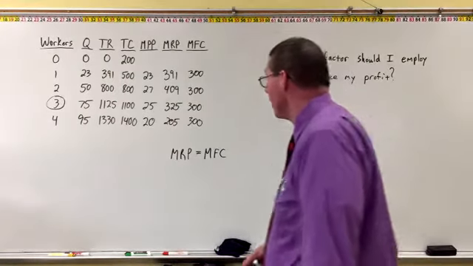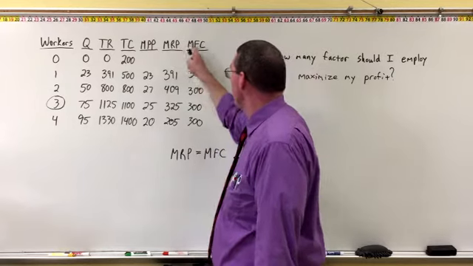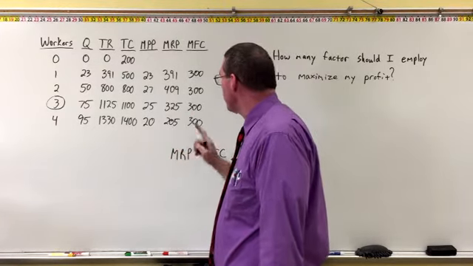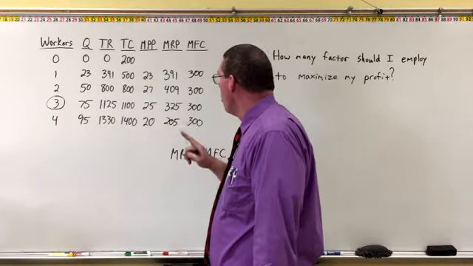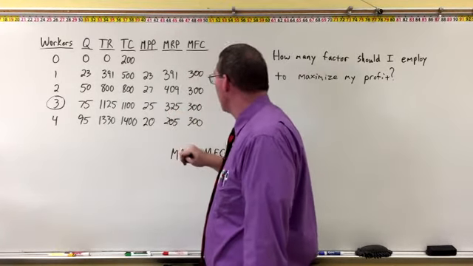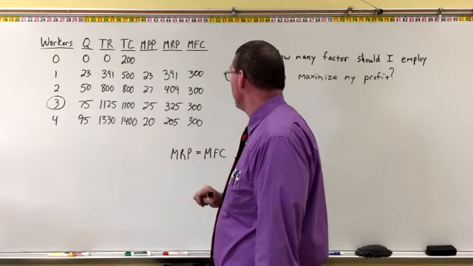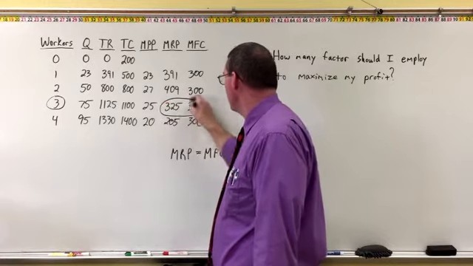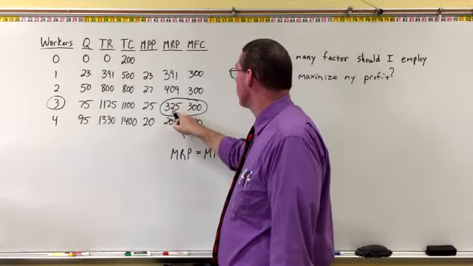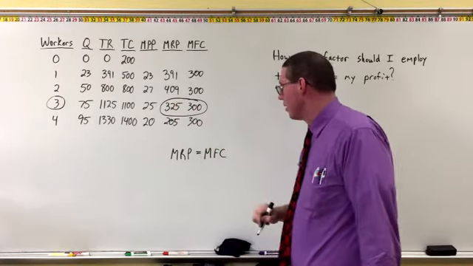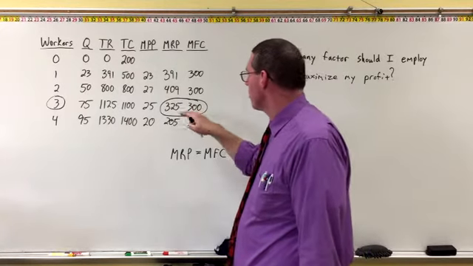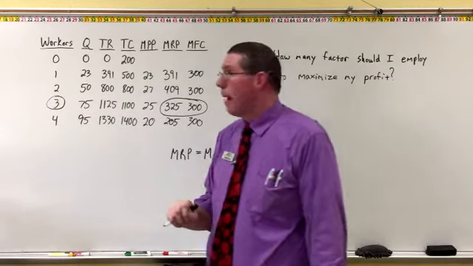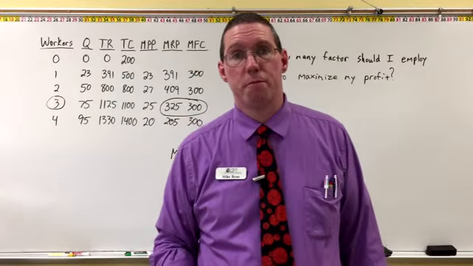Now, in this particular case, there is no place where marginal revenue product is equal to marginal factor cost. So you're going to pick the one that's closest without marginal revenue product being smaller than marginal factor cost. And so that's this spot right here. You can see that this is the place where marginal revenue product is closest to marginal factor cost, and marginal factor cost has not gone over. And so 3 is the profit maximizing number of factors of production.